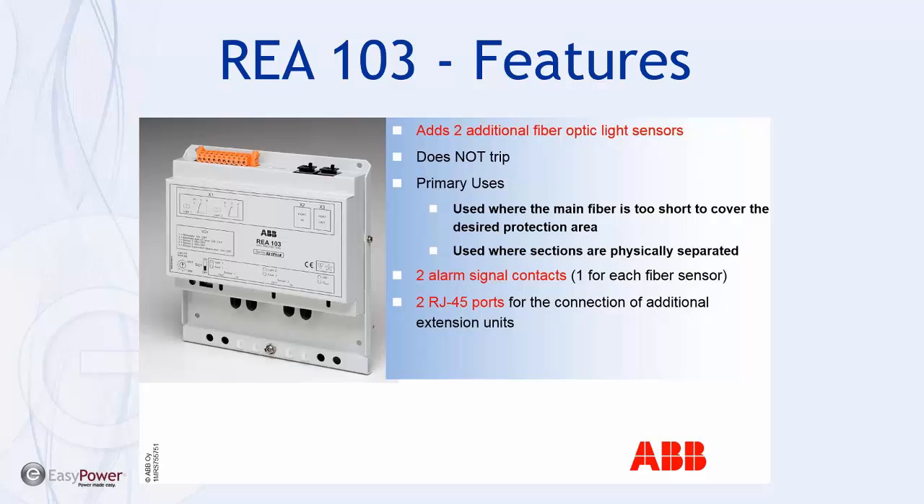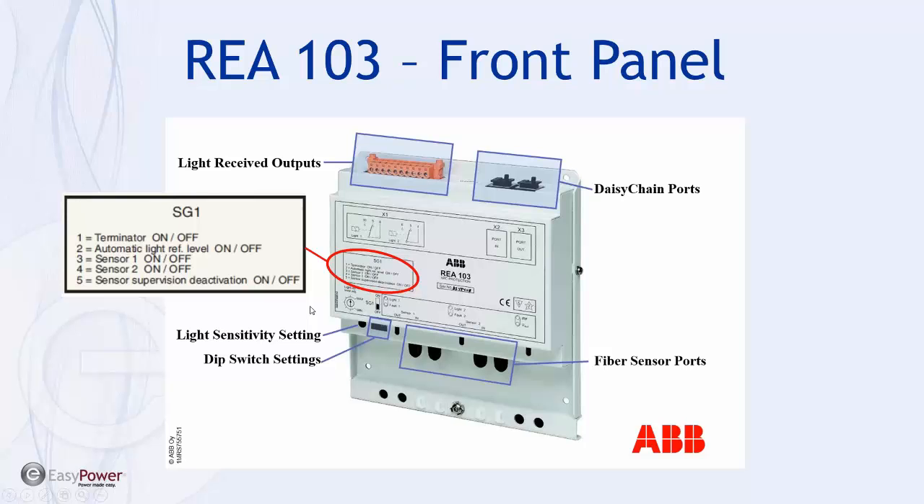Here's a look at the front panel. Let's start with the switch. With the extension units, you can daisy chain several together to protect multiple feeders. So the last one in a chain has to be terminated. That's what the setting is. Here's backlight compensation. Here's your sensor enabling if you're going to use both sensors.